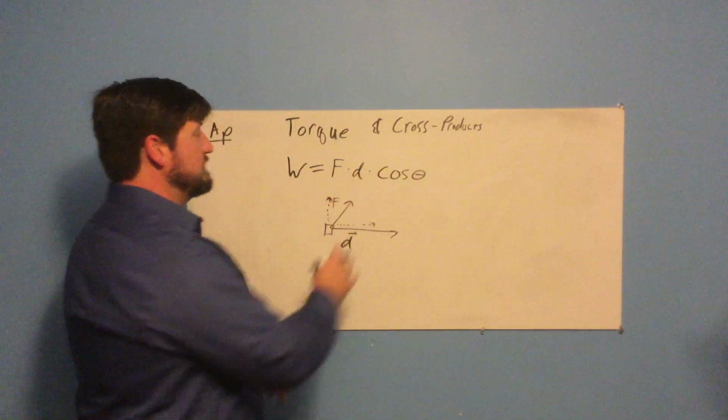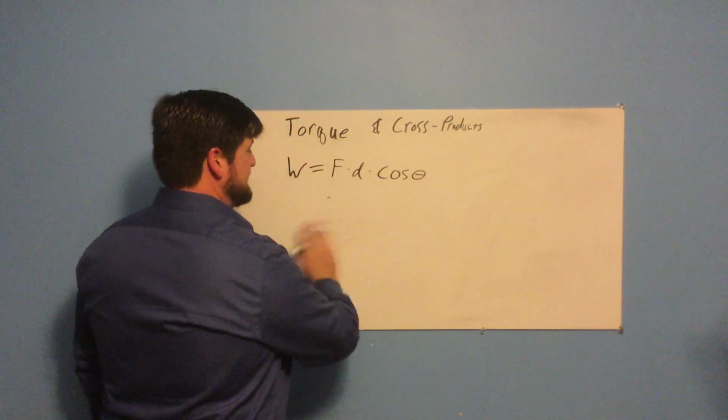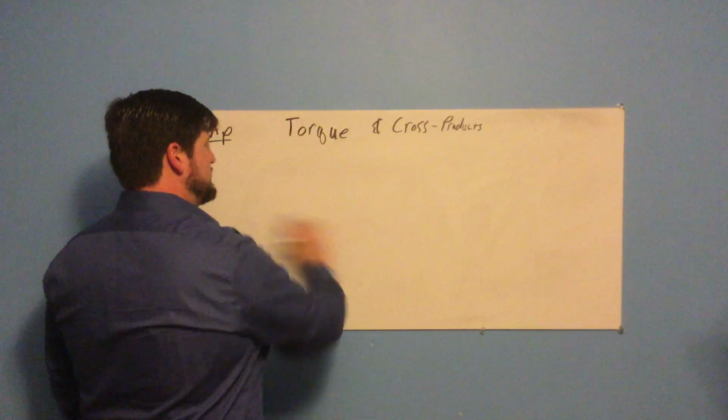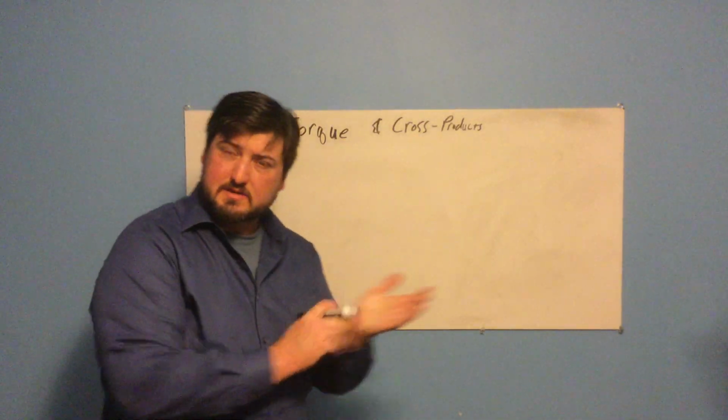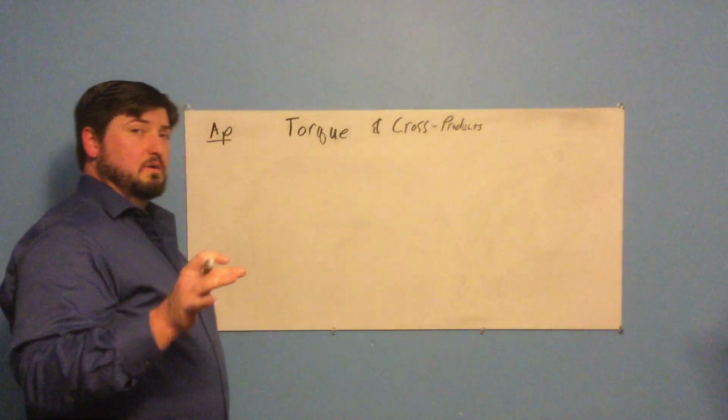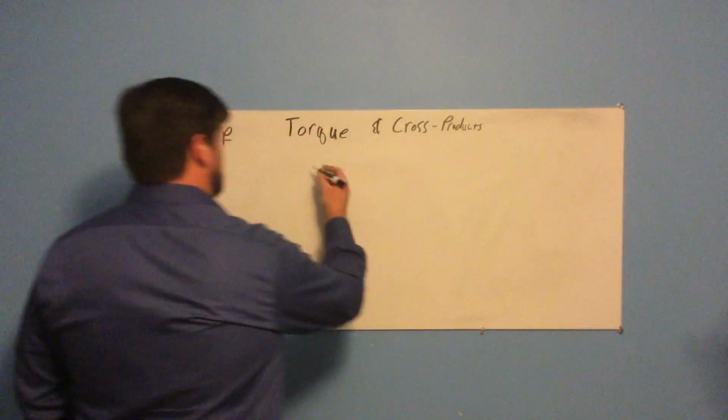Well, now we're going to do something else. We're going to do a cross product, and in general terms, it's going to be sine theta instead of cosine theta. So it's going to involve the other component of the vectors we're talking about. So let's talk about cross products.